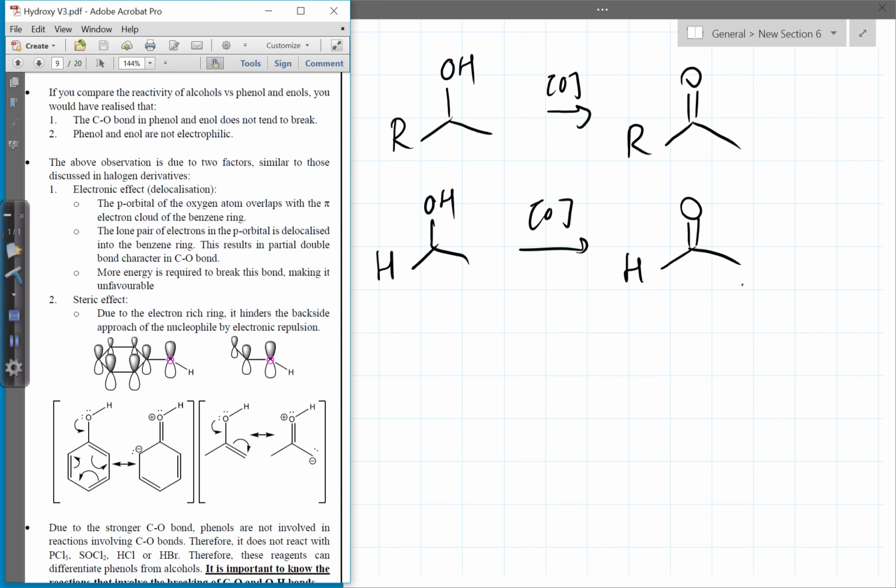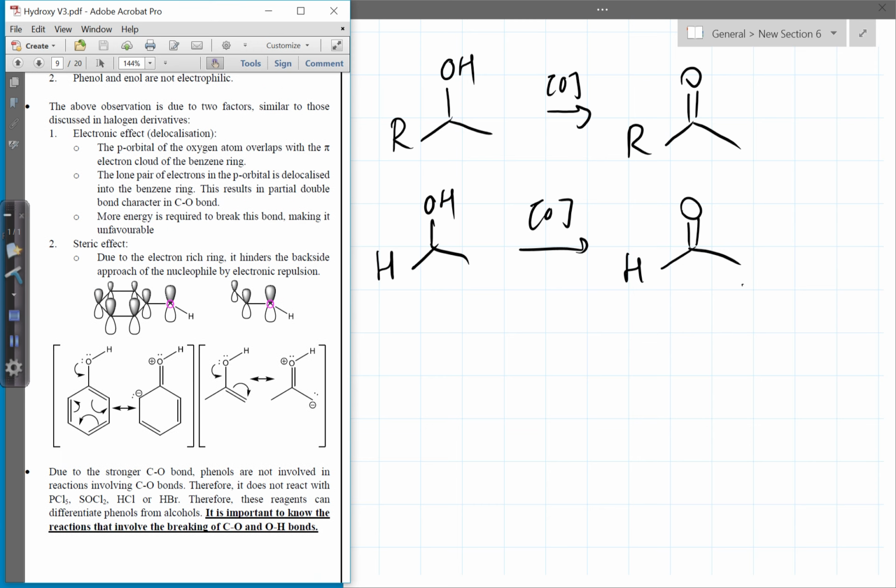Another thing is your steric effect. Due to the electron-rich ring, it hinders the backside approach of the nucleophile by electronic repulsion. So that's why they are not electrophilic, and your CO bond doesn't tend to break. Due to the stronger CO bond, phenols are not involved in reactions involving CO bonds. Therefore, it does not react with your PCl5, SOCl2, HCl, HBr, and so on, because the CO bond is strong, so all those reactions which involve breaking of a CO bond in alcohol don't apply here.